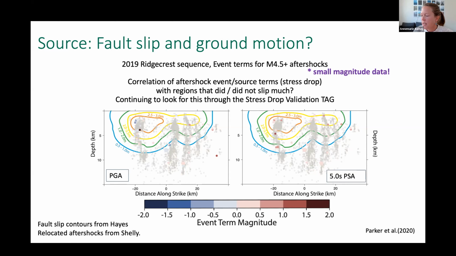And again, we had this question, is there something we can say about the energy, the event terms, source parameters from the aftershocks in relation to what happened on the main shock fault plane? I think it's kind of inconclusive at this scale. So I think having that increased data would help. And this sort of segues into, I think it's tomorrow actually, the breakout session that Daniel and others and Ahmed are running about source parameters. So we're continuing to look at this particular question through our stress drop validation tag, which is focused on the Ridgecrest event. And here this was magnitude 4.5 aftershocks and larger. We can go down to much smaller aftershocks now in that data set.